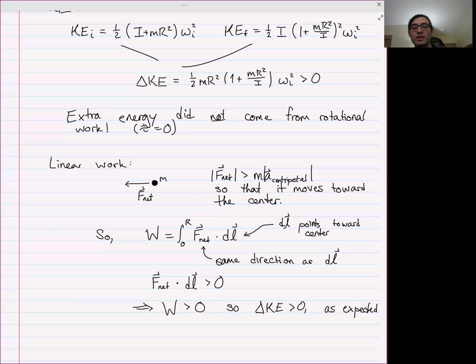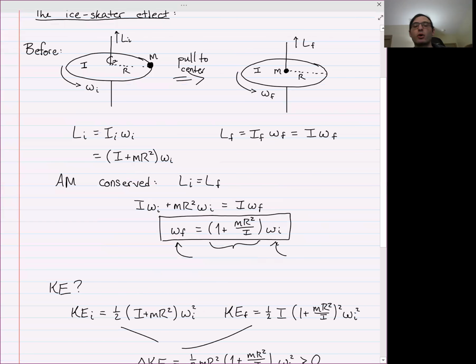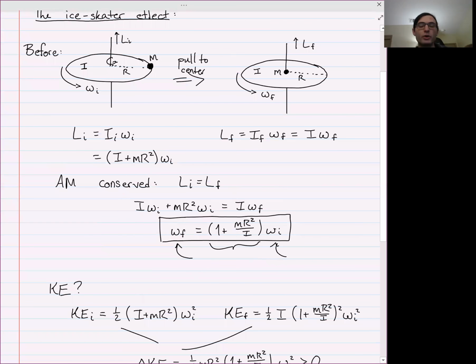Now, this can be a relatively more complicated example. So we're going to do this type of problem again, but in a simpler case.